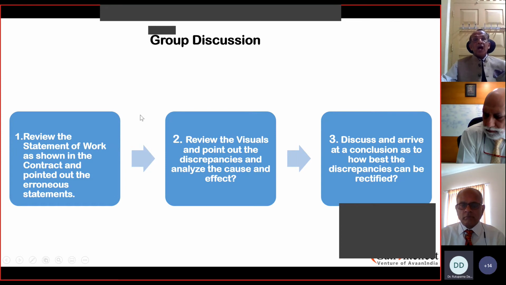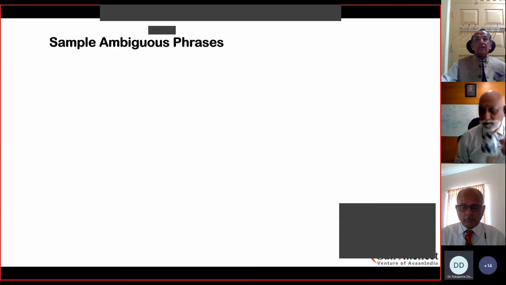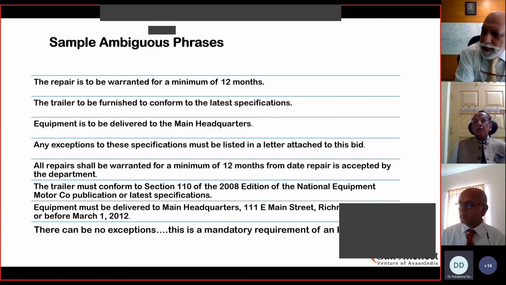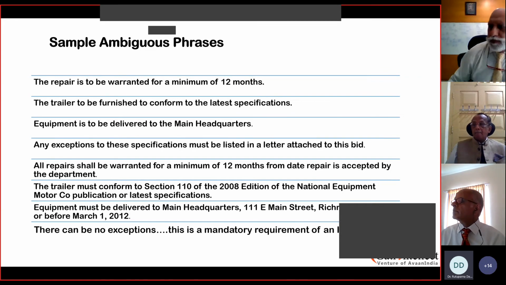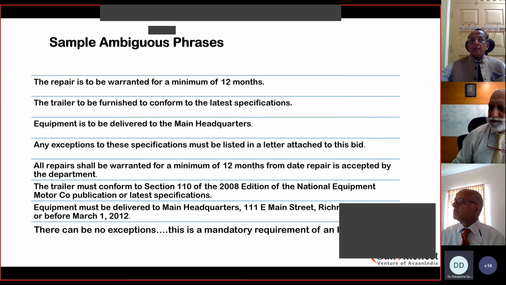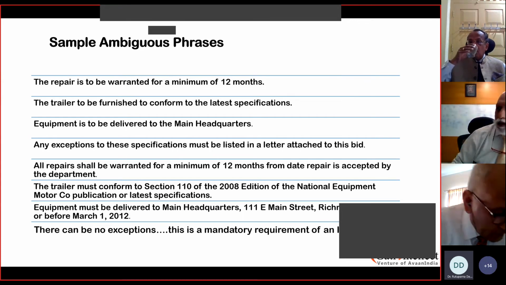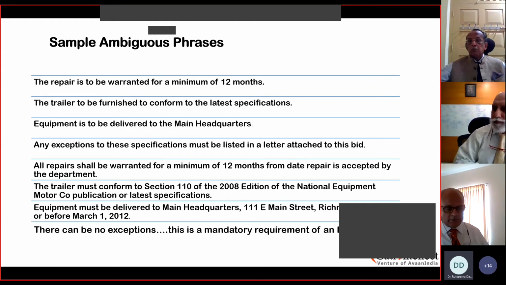Let me read again. We are going to show you the statement of work as shown in the contract and point out the erroneous statements. Okay, over to Yogesh. Gentlemen, if you read the screen, a little louder. Am I audible to everyone? Yes, you are, Yogesh.